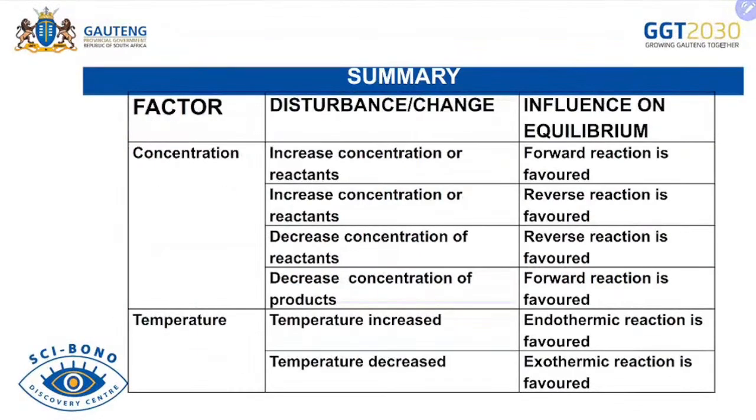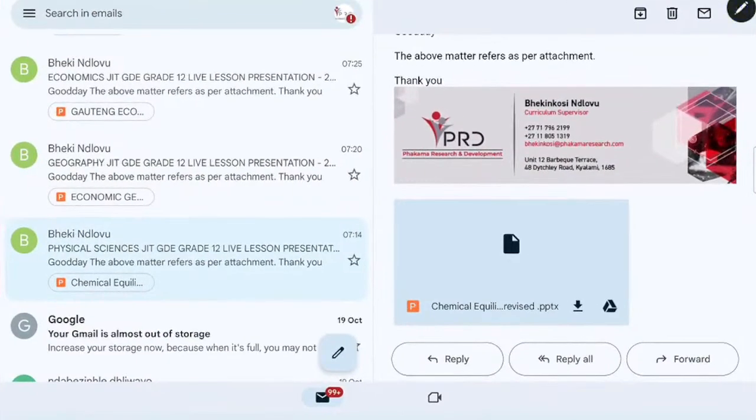Okay, so in summary, we can talk about the disturbances: an increase in the concentration of the reactants, the forward reaction is favored. That one actually we have already said.